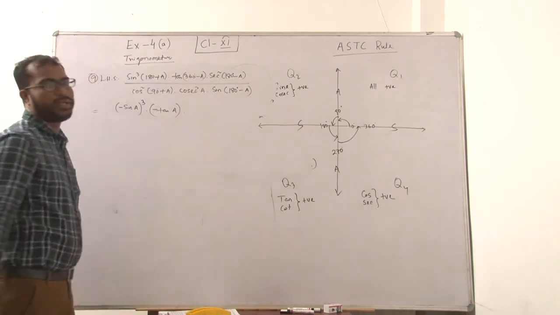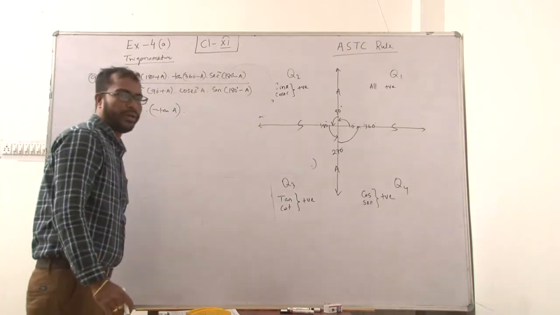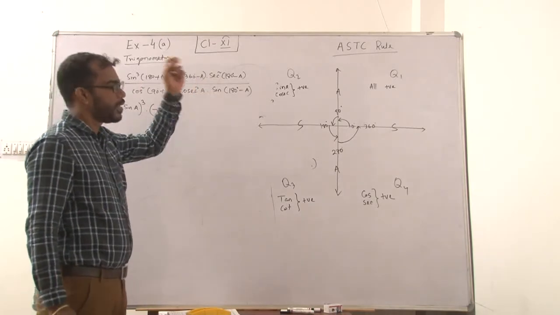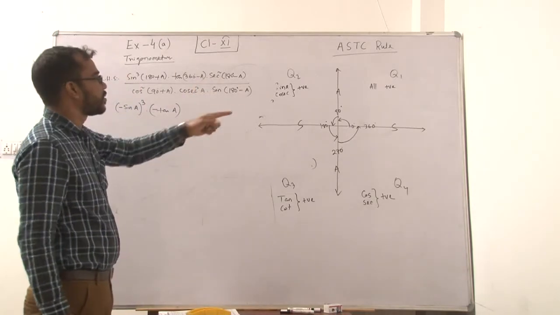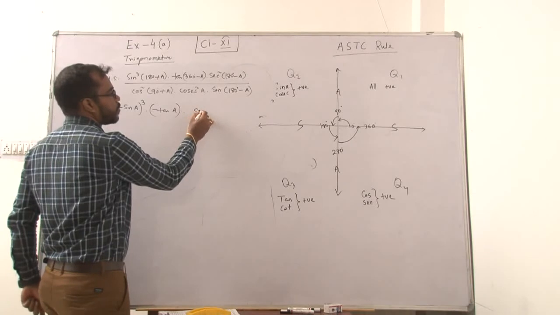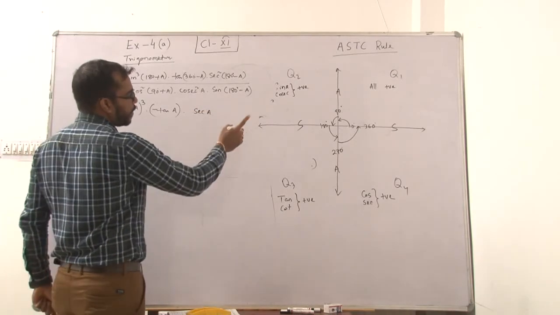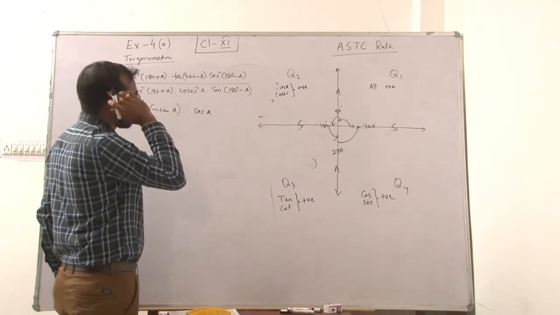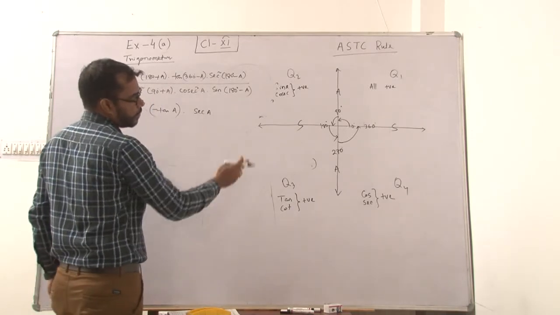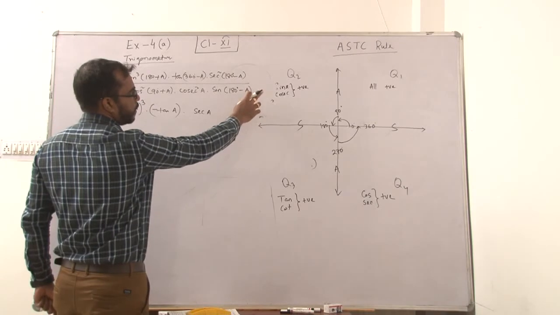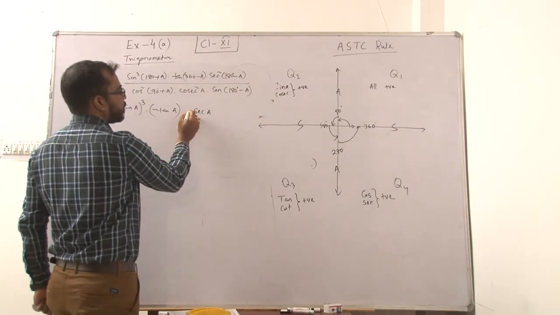Into the next one, sec square (180 − A). That means sec(180 − A). In 180 the related ratio is the same, so here we can write sec A. Is it positive or negative? Because 180 − A is in the second quadrant, and in this quadrant sec is negative, so minus sec, whole square.